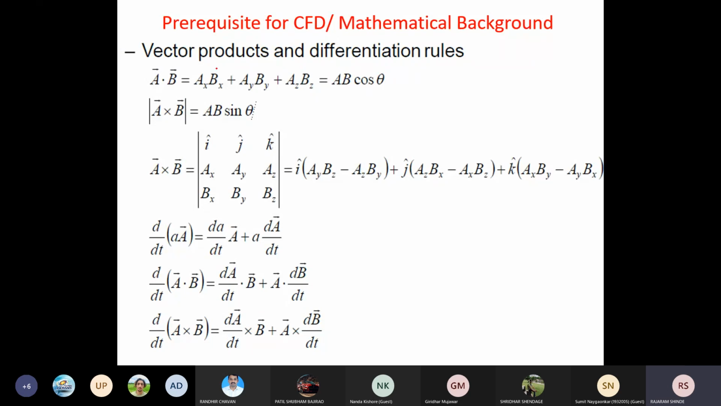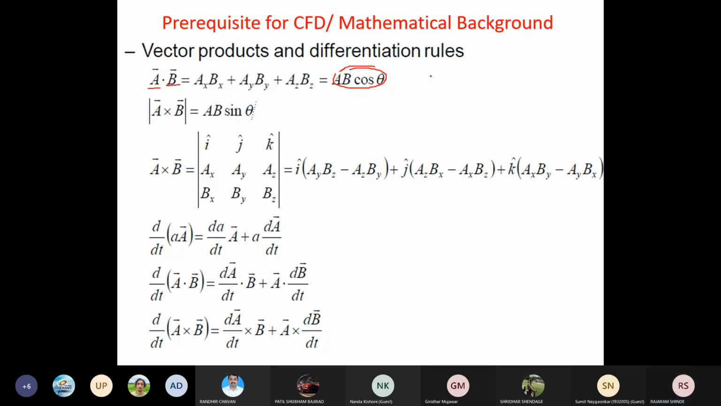That is, first is the vector product. The first product is the dot product. You can see here, this is your dot product. If A is a vector and B is a vector, the dot product of these two is ax bx plus ay by plus az bz, and this is equal to AB cos theta. Okay, how it will come, I will show you by one example.